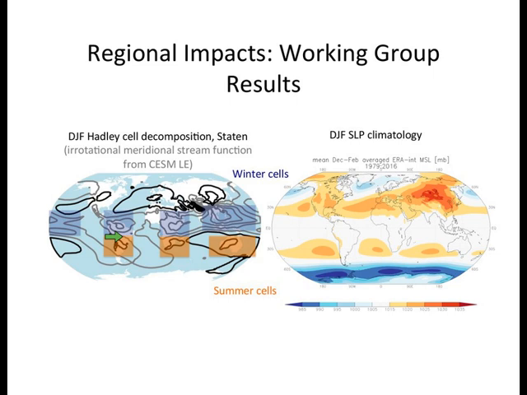It looks like it's going to be a way for us to improve our study of the impacts, not just looking at sea level pressure, but also looking at this sort of decomposed Hadley circulation. So we're going to be looking at the sea level pressure, this decomposed circulation, precipitation, temperature, and that's where our subgroup is right now.